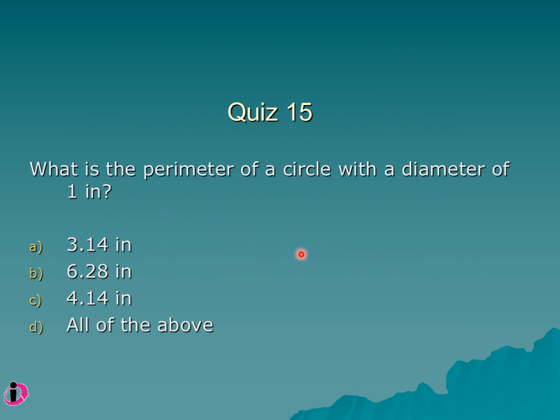Let's try some quiz question here. What is the perimeter of a circle of diameter 1? 3.14, right? Because we just multiply 1 times 3.14. So the right answer is A here.